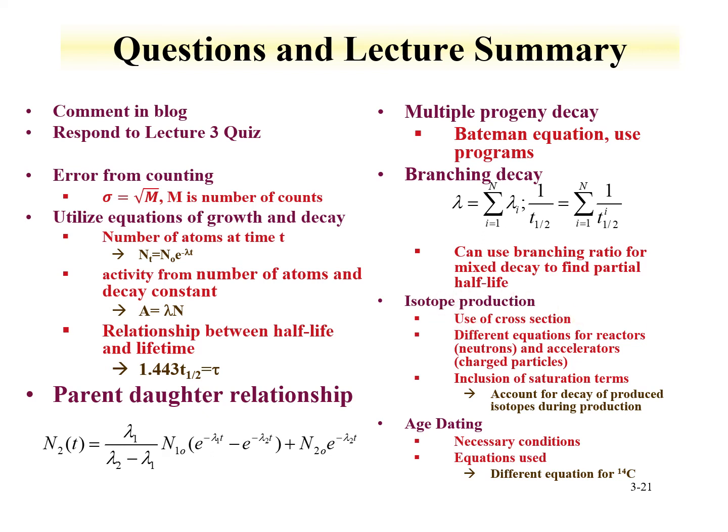For isotope production, you should be able to use cross-sections for isotope productions and understand there are different equations for reactors and accelerators. And you should be able to include the saturation term that accounts for the decay of produced isotopes during production. Finally, this lecture discussed age dating using isotopes. You should be able to understand what are the necessary conditions for dating to be successful and what equations can be used for this, particularly the different equations that are used for carbon-14.